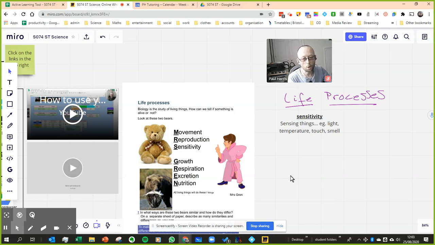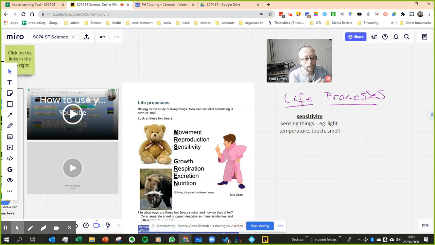So if a wasp or a fly landed in a Venus flytrap, then it would close up, right? It would have to touch a particular part of it. But the point is, plants have sensitivity too. Growth, well, we know plants grow, so that's that one ticked. So we got the first four ticked.